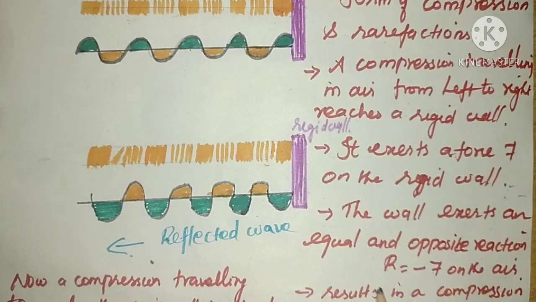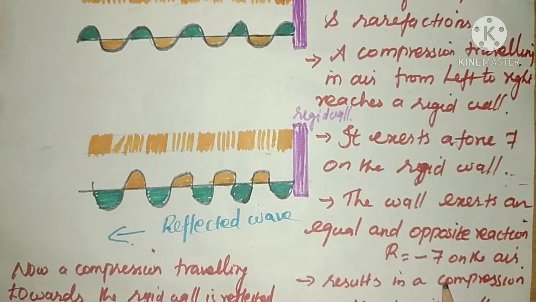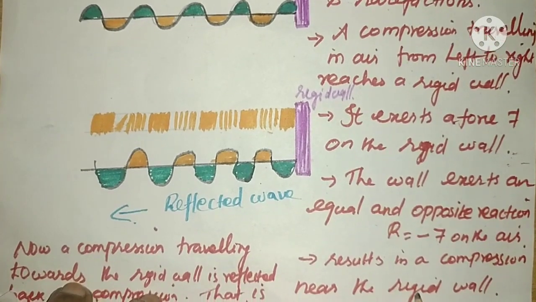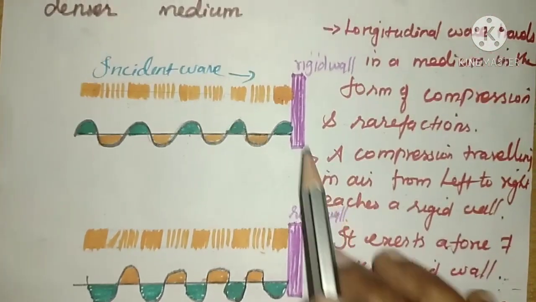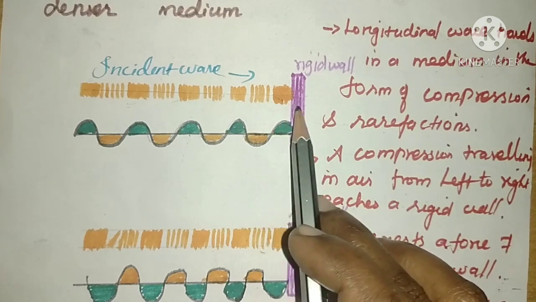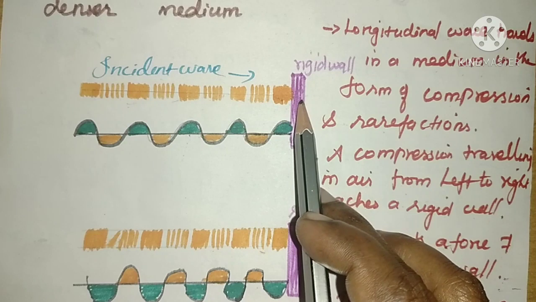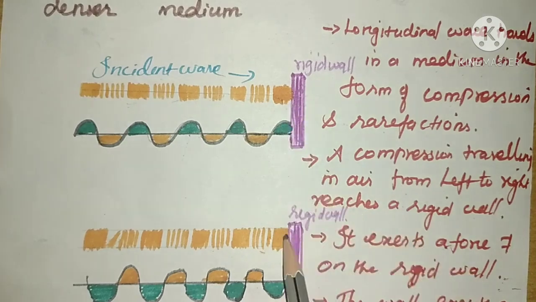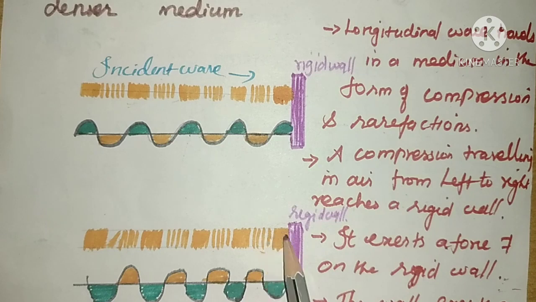So what is the result? The compression is formed nearer to the rigid wall. Next, what will be formed at the rigid wall? Because of this opposite force, what will be produced again? Again compression will be produced at the rigid wall. So this area will have more compression, because a certain force is incident on the wall, and the wall also exerts an opposite reaction force. So again the compression will be formed in the air.